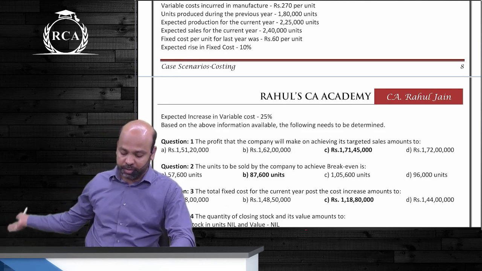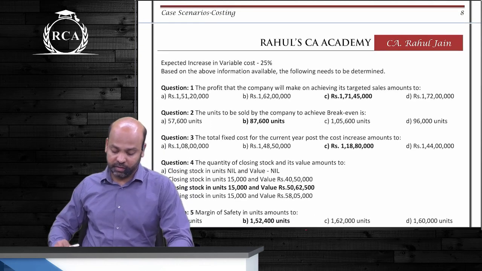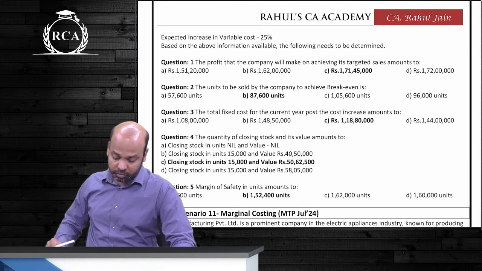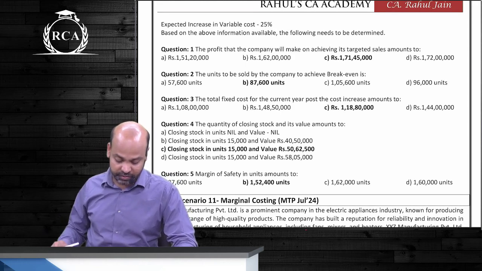Based on the above information, the following needs to be determined. What should be our targeted sales? What will be our profit? What will be our number of units to break even? What is your total fixed cost for the current year? What is the quantity of closing stock? What is margin of safety?